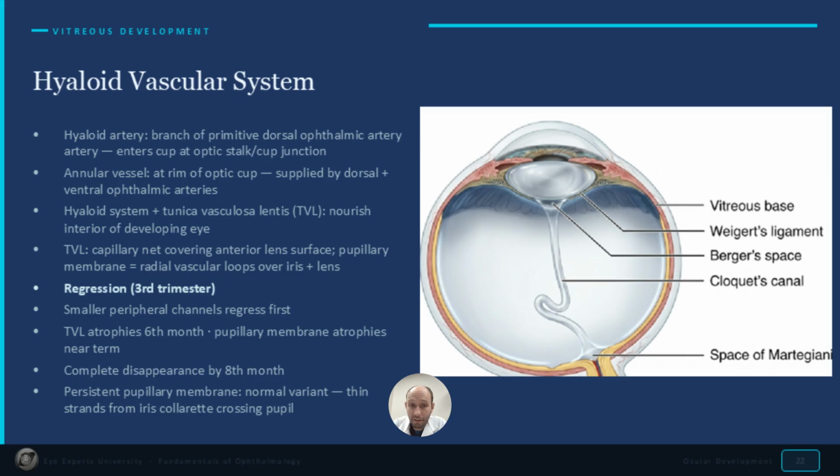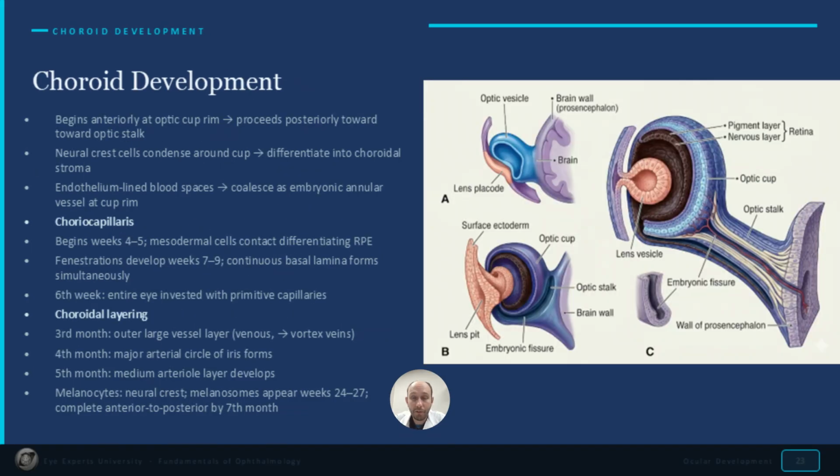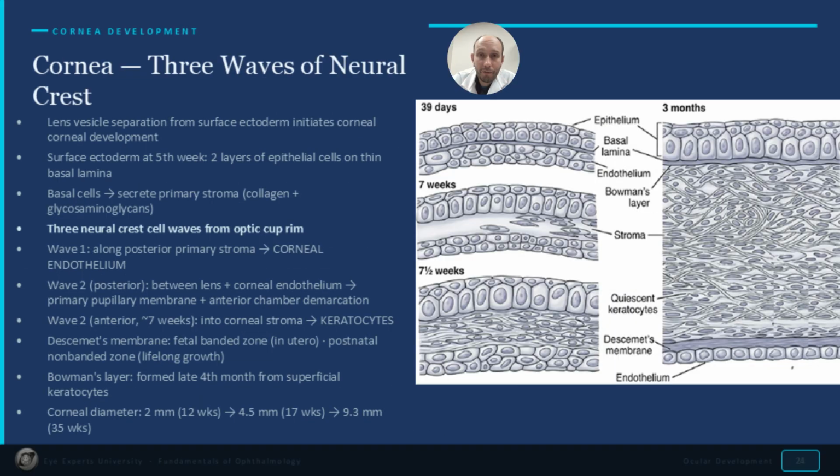If it doesn't, though, then you can see either a Mittendorf dot, which is a tiny little remnant in the back of the lens, or you can see what's called a Bergmeister papilla, which is a vascular stalk coming off the optic nerve. So the uvea is formed from neural ectoderm, but the blood vessels are from neural crest. So neural crest cells start condensing around the optic cup and then start forming the choriocapillaris and the other blood vessels.